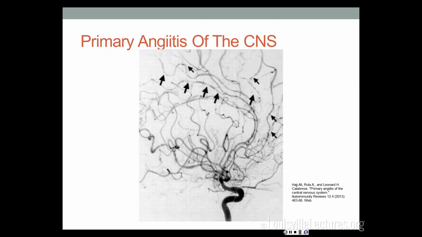Okay, and then I wanted to briefly mention this, because we get called a fair amount of the time for when someone gets a CTA or an MRA and radiology says, oh my God, it looks like cerebral vasculitis. So primary angiitis of the CNS, and here I'm talking about primary angiitis, not CNS vasculitis associated with, for instance, lupus.